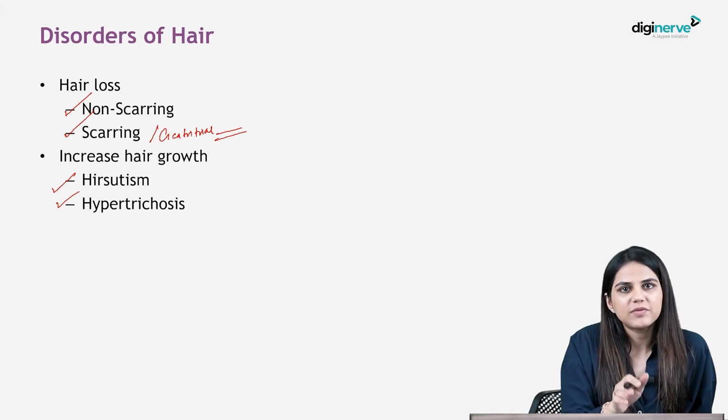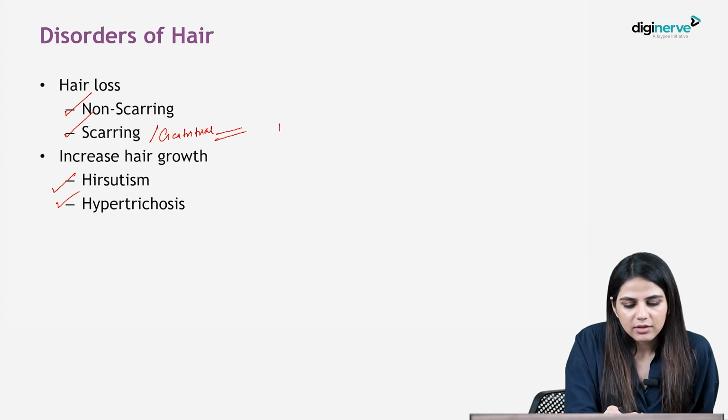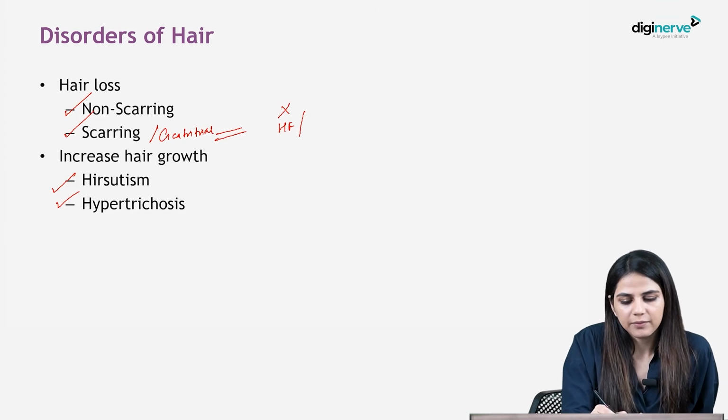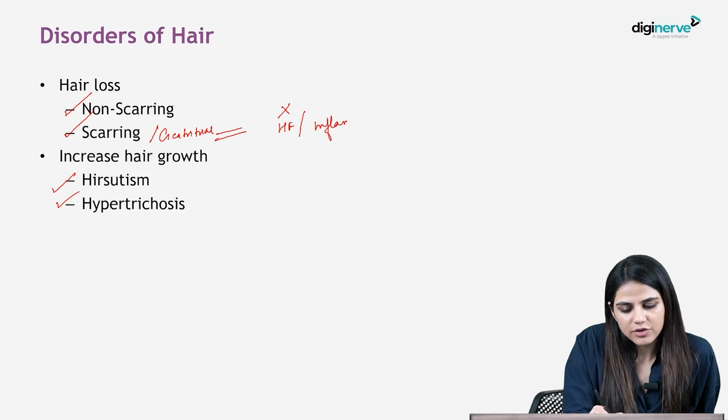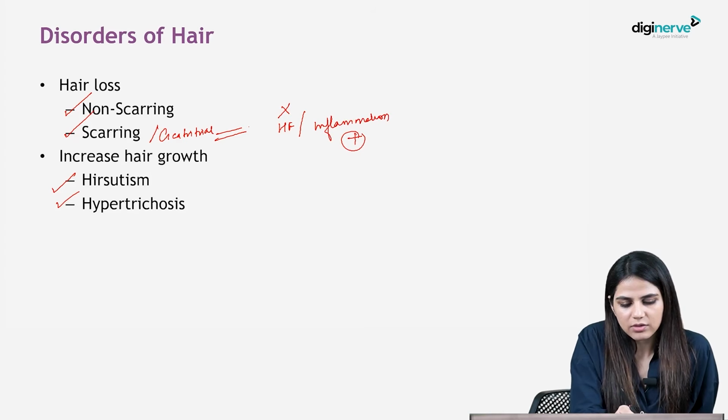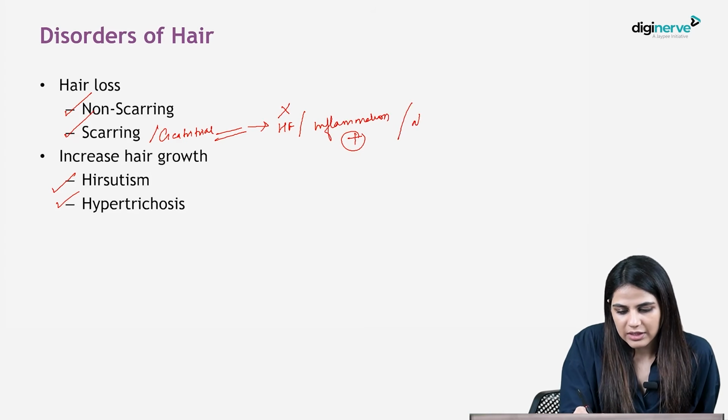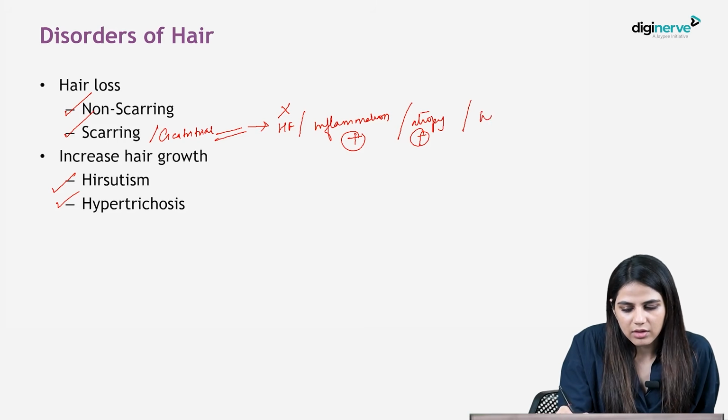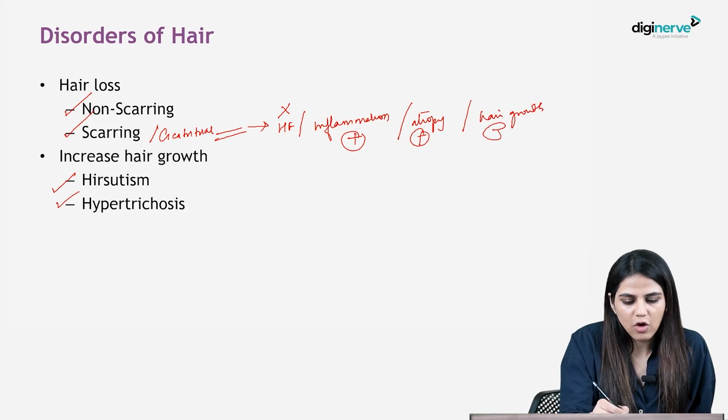So what is the difference between scarring and non-scarring? The hair follicle is lost in scarring. Inflammation is present in scarring disorder. Atrophy is present and hair growth is absent. So everything opposite here will be non-scarring disorder.